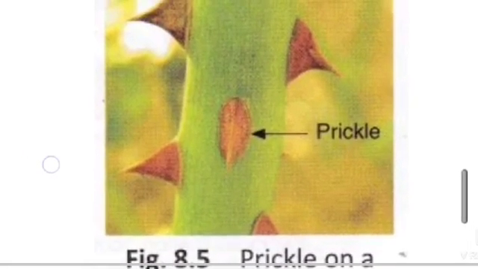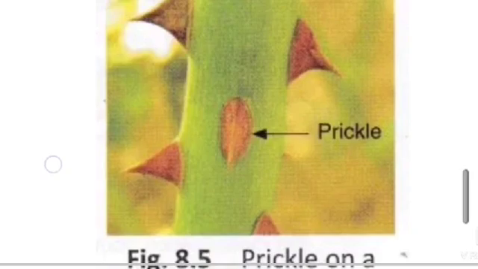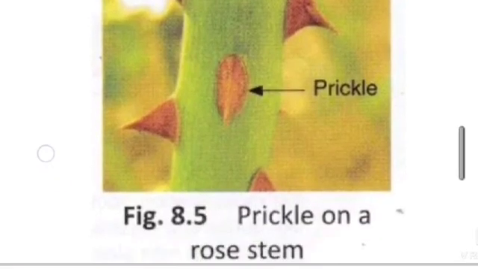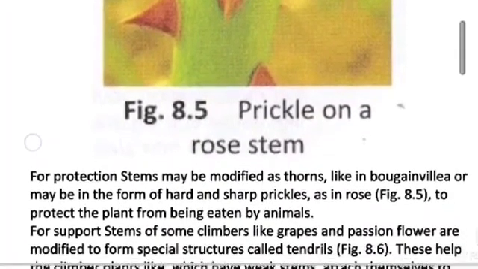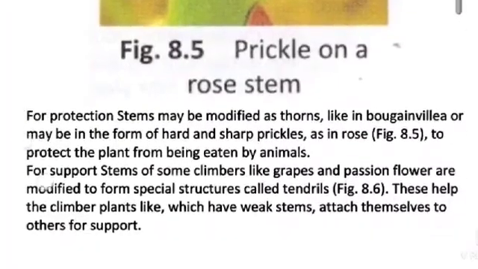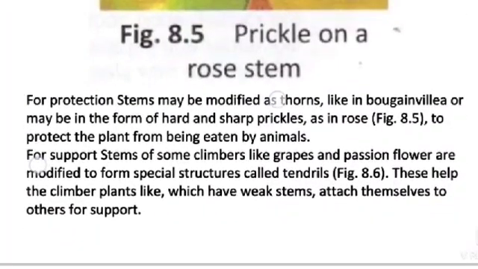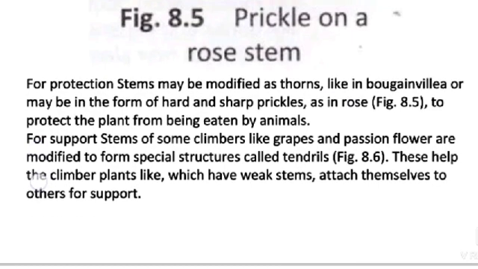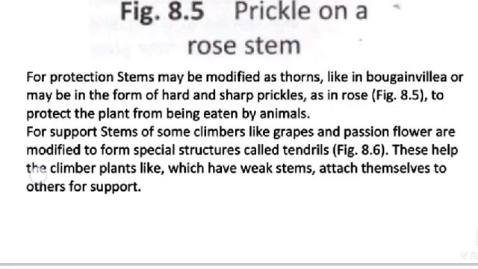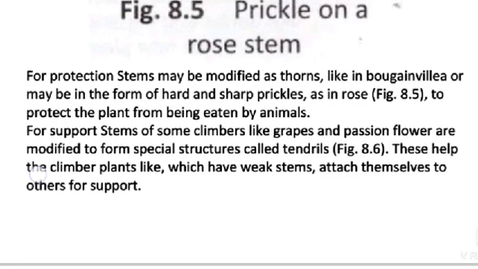See the picture, the prickles on the rose stem. For protection, stems may be modified as thorns, like in bougainvillea, or may be in the form of hard and sharp prickles, as in rose, to protect the plant from being eaten by animals.